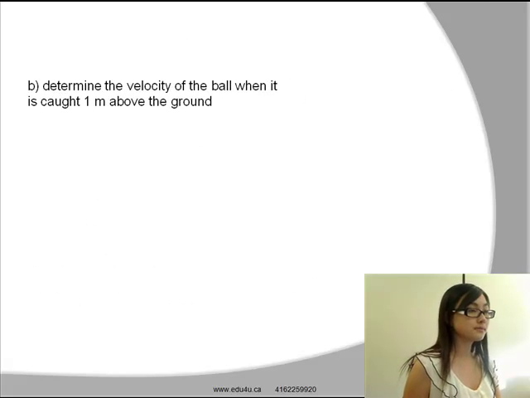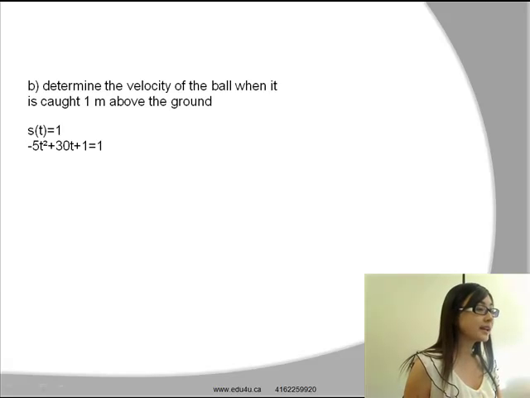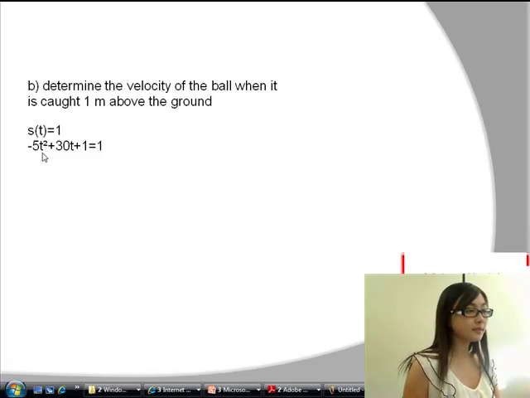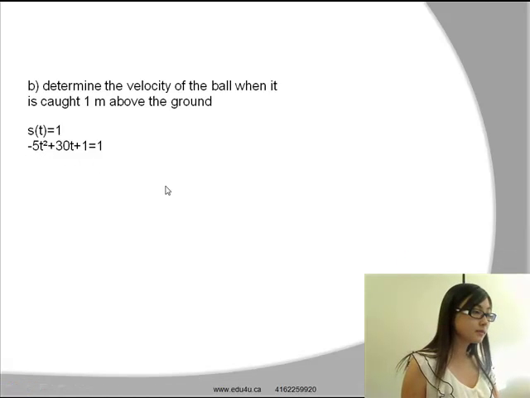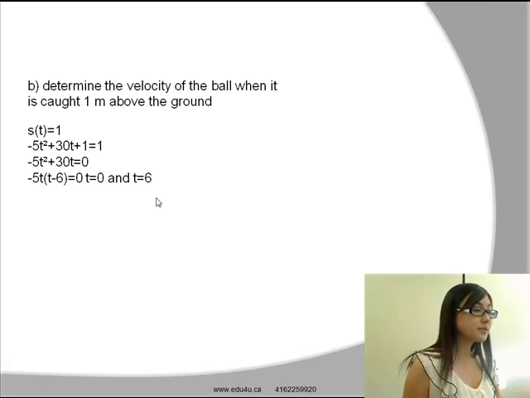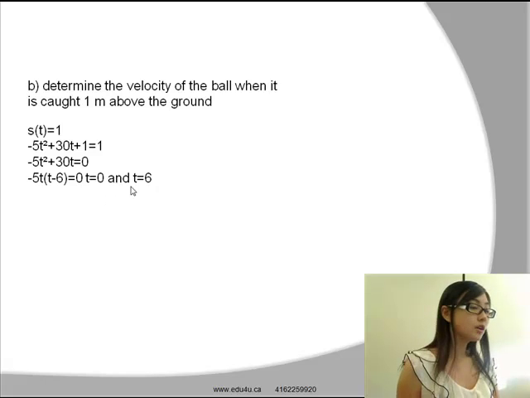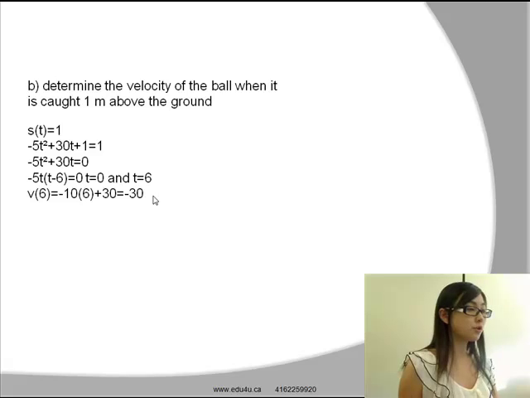Now determine the velocity of the ball when it is caught 1 meter above the ground. 1 meter above the ground means that s of t, which is the distance with respect to time, is equal to 1. We know that s of t equals negative 5 times t squared plus 30t plus 1. We subtract 1 on both sides and solve for t. T can either be 0 or t can be 6.